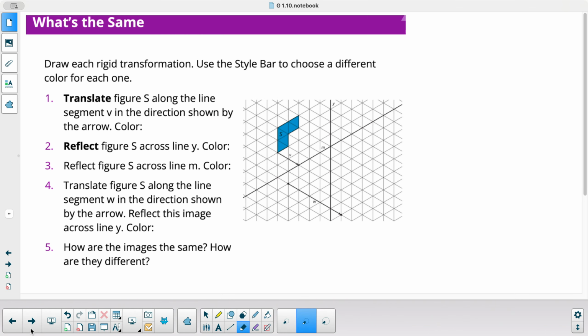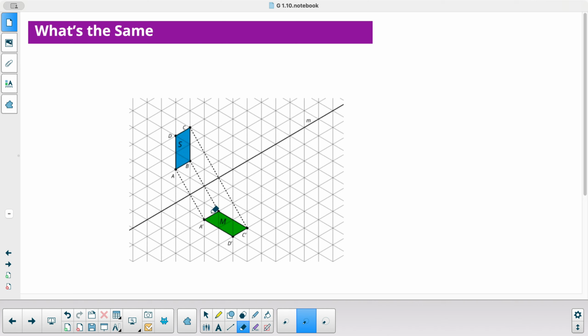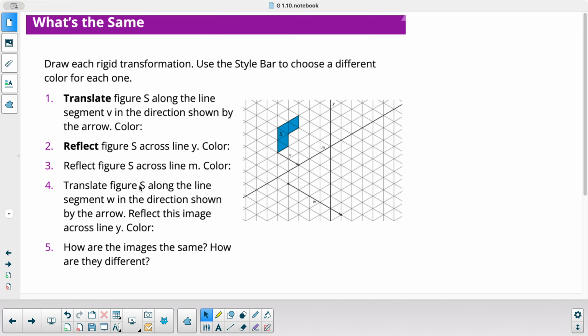All right, so here's a picture of the reflection. You can see here, the thing I want you to notice here is that these are perpendicular to the line of reflection. So I have this line here, and then this is my line of reflection. So these are 90 degrees. The other thing I want you to notice here is that these are equidistant from the line of reflection. So these are the same distance away and perpendicular, okay? Every point. All right, so draw each rigid transformation.